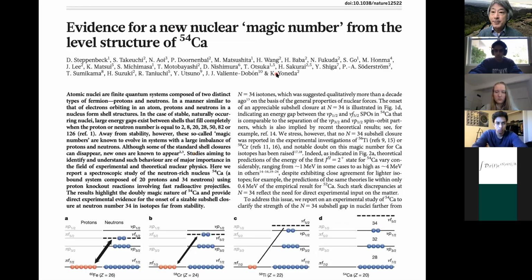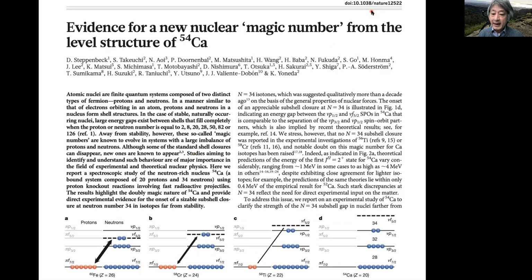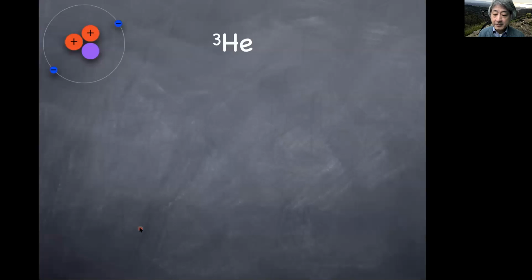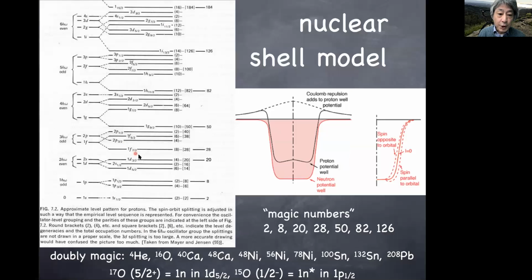This is a paper published in Nature, and I copied their energy level diagram. This is what they found. In the nuclear shell model, I mentioned already that different orbital states would go down, and then you have further splitting from the spin-orbit coupling. In the diagram I showed earlier, this 1f5/2 was lower than 2p1/2. Let me go back and show it. Where is it? Yeah, that's right. This 1f5/2 was lower than 2p1/2.